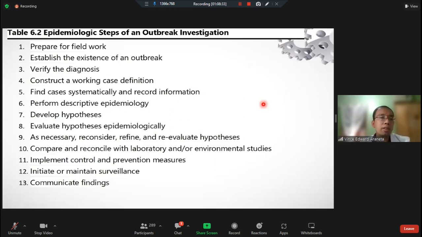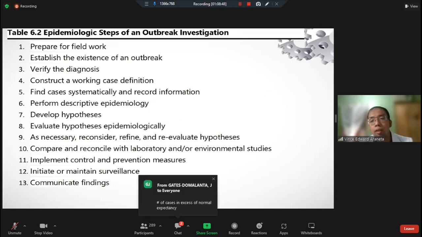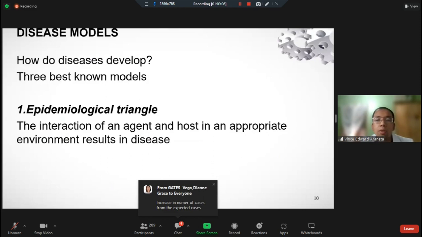Just take note of this, for the steps. You don't have to memorize, but at least you're familiar with the process that they have to go through. Anyone, how do you define an epidemic? Good, dumalanta. Number of cases in excess of normal expectancy. Out of proportion, yes, are acceptable definitions, or an increase in number of cases from the expected.